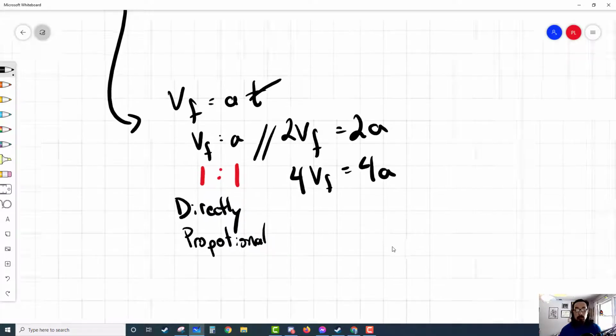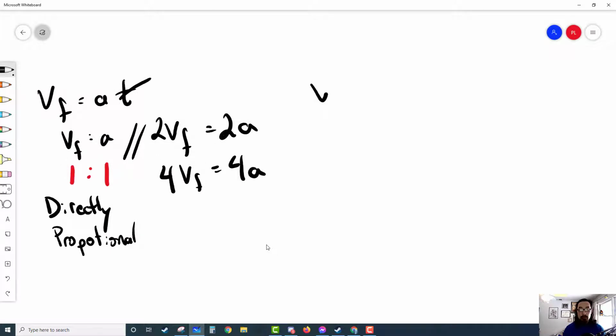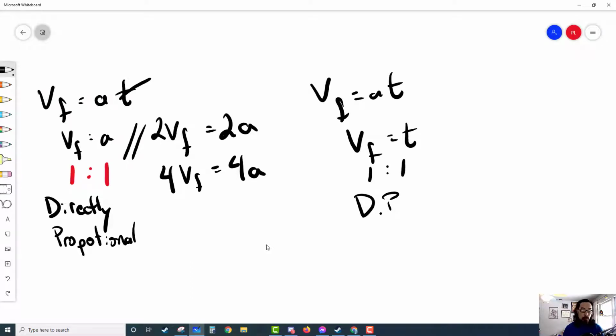All right. Now let's do another relationship. We have VF is equal to A and T. Let's assume that acceleration is constant. The acceleration does not change. So if that is the case, we are looking at how VF and T relate to each other. Here's my relationship. They're on opposite sides of the equal sign, and they're both in the numerator. Therefore, they are both directly proportional. So what this means is that we have a 1-to-1 ratio. I'll do that in red, just like before. We have a 1-to-1 ratio.